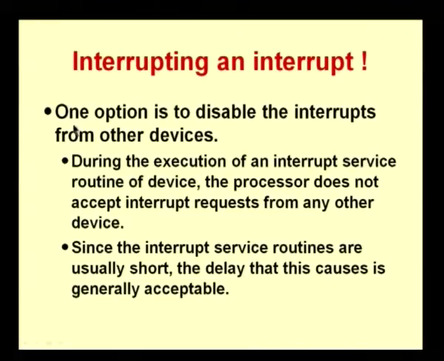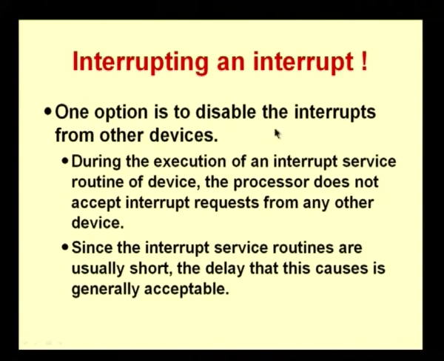This is what we normally do in order to identify the location where the interrupt service routine would be present. The next thing we talked about is interrupting an interrupt. That is, when an interrupt is currently being processed, can another device interrupt it? If I do not want other devices to interrupt it, I will have to disable the interrupts. So, one option that we have is to disable the interrupts from other devices. During the execution of the interrupt service routine of a device, the processor may not want to accept interrupt requests from any other device. So, what it will do is an interrupt disable bit will be set.